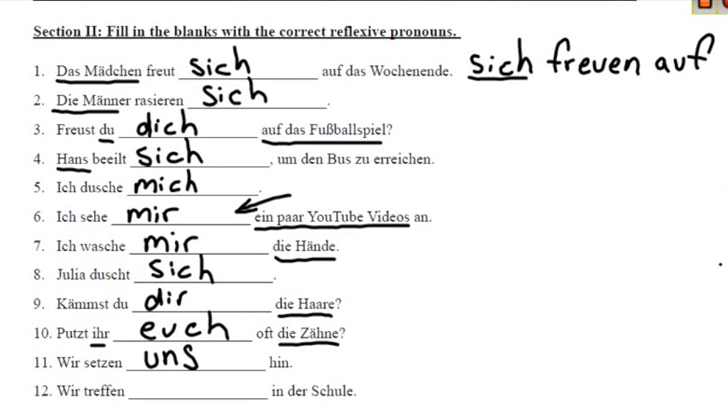Wir treffen something in der Schule. We are meeting ourselves in the school. Wir treffen uns in der Schule. We are meeting ourselves in the school. If you're meeting other people, it's not necessarily a reflexive anymore. But in this sentence, it is reflexive because it's we are meeting ourselves. So the group that we are currently in is meeting again later on. I could say, ich treffe meinen Bruder. I am meeting my brother, as opposed to us.